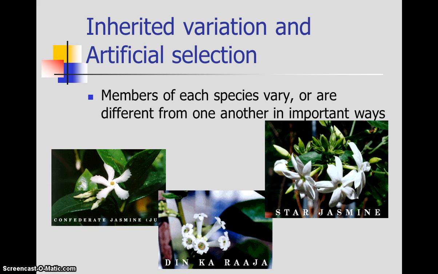So what natural selection is, is that members of each species vary or are different from one another in important ways. Like the turtles on the Galapagos Islands, each one is from the same species, but each turtle is different in its own way to help it survive. Same with these flowers. All the same species, but each is different so that way they can be pollinated.